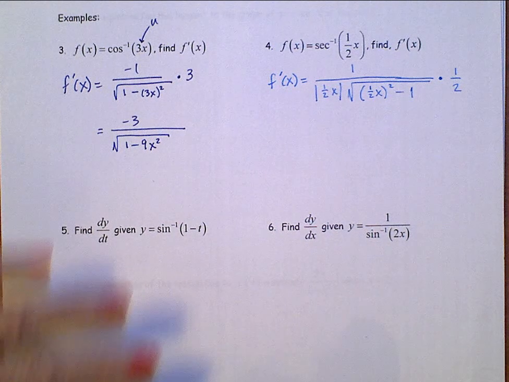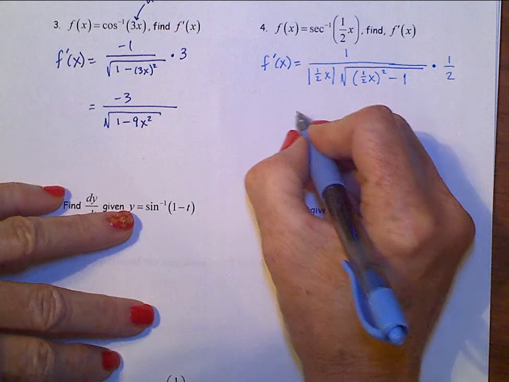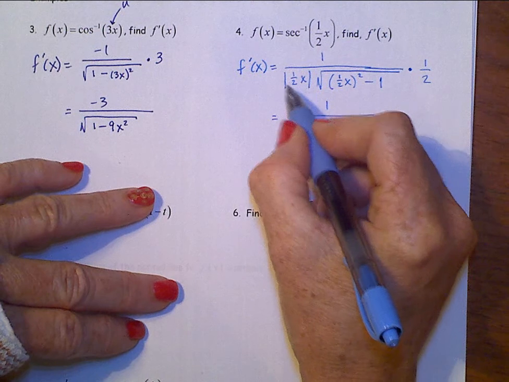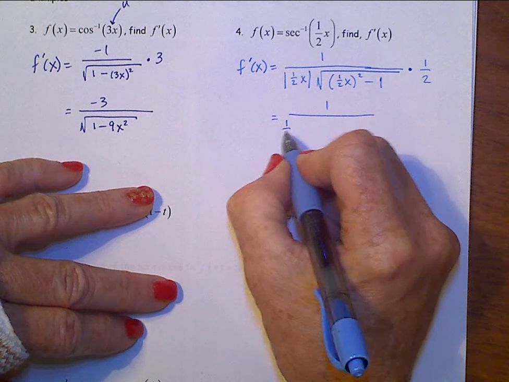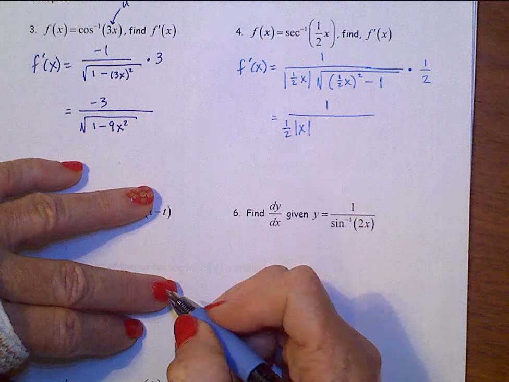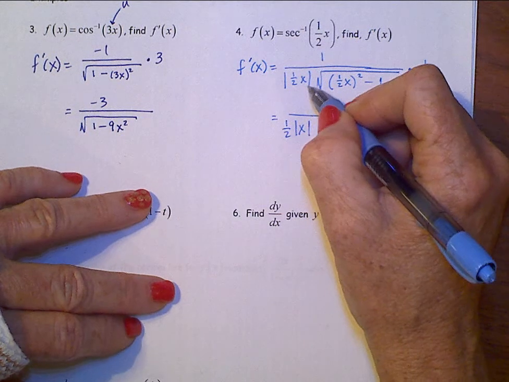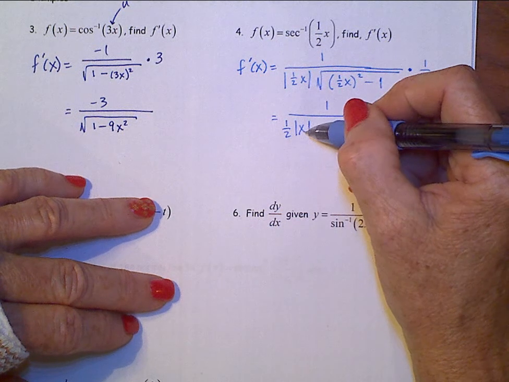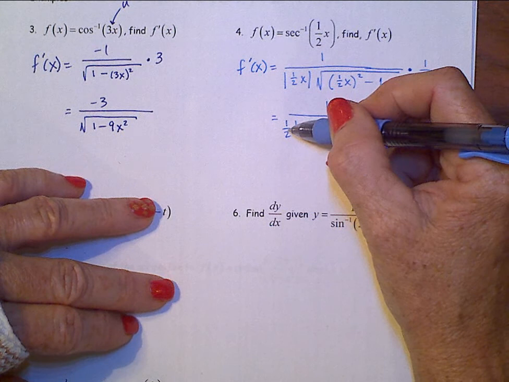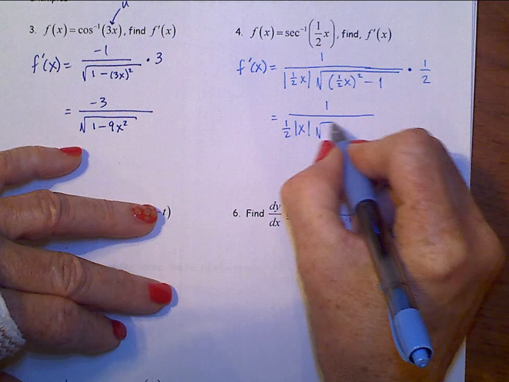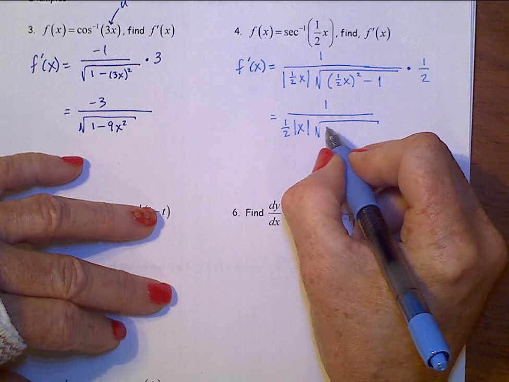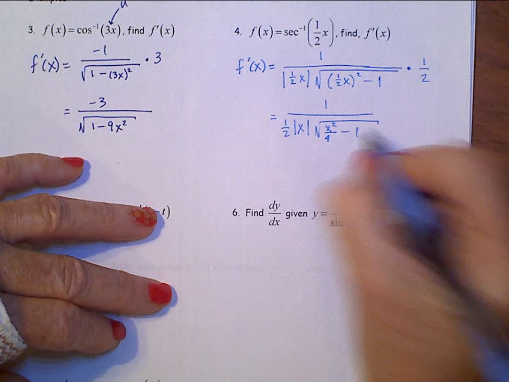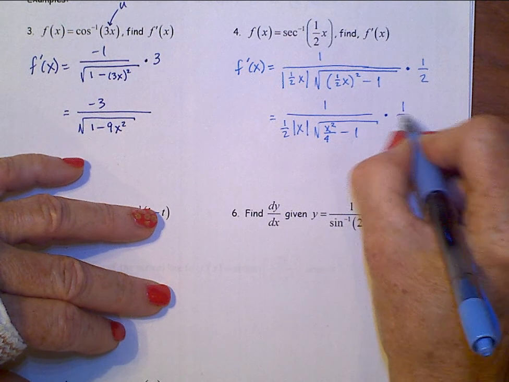Okay, now we have to simplify this mess. So we have 1 over, all right, this absolute value of a half x. Would you agree with me that I can pull the half out and leave the absolute value of x inside? If you take any number, multiply it by half, then take the absolute value, isn't that the same thing as taking the absolute value of your number first and then multiplying by a half? Absolutely. And then inside of here, if we square this, that's x squared over 4 minus 1 times a half.